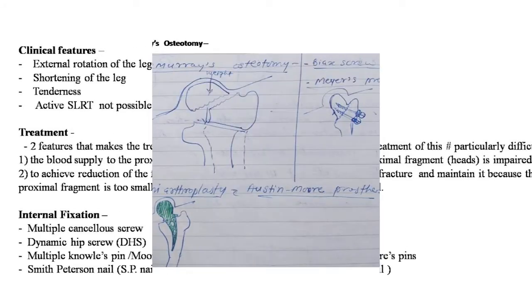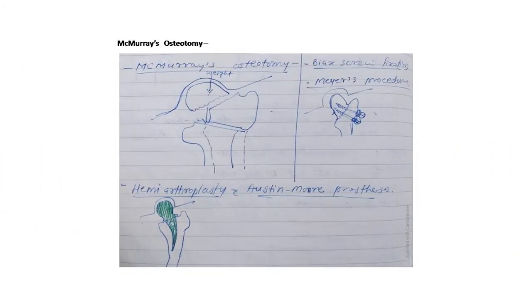of femur fracture. McMurray osteotomy, this is the image of the McMurray osteotomy. You can clearly see the McMurray osteotomy. Second is the Bhaskar screw fixation, Meyer's procedure. And the third image showing the hemiarthroplasty, that is the Austin Moore prosthesis, may be applied if the head of the neck of femur is very short and there is a high chance of AVN. Then the AM prosthesis should be implanted.